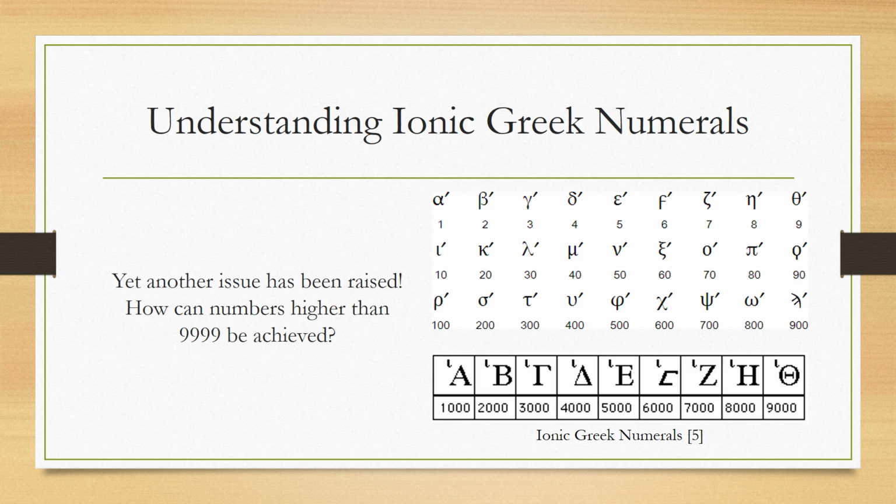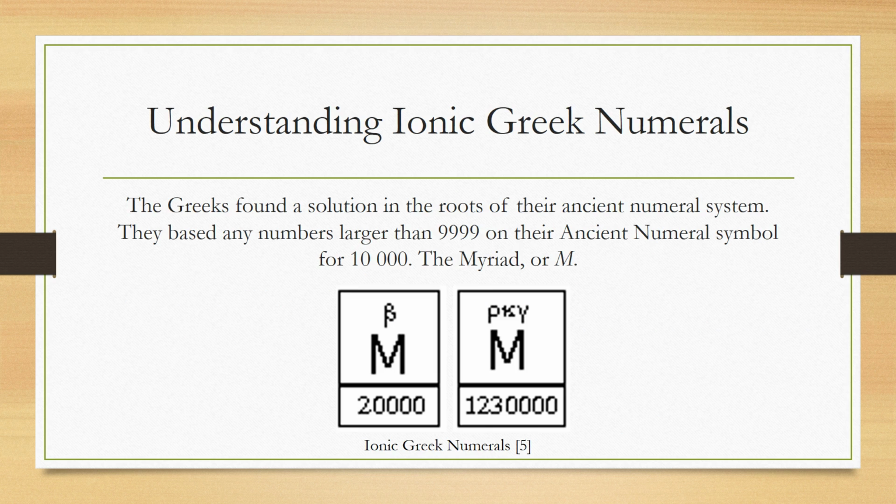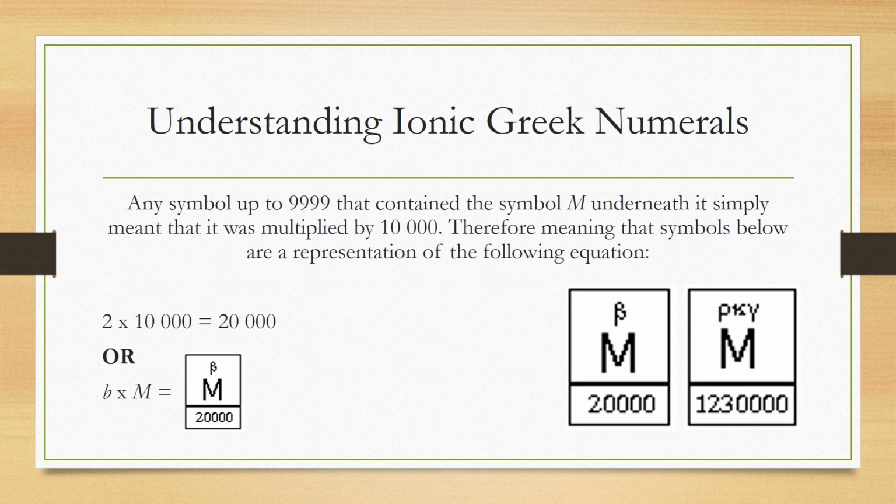Yet another issue has arisen though. You can't achieve numbers higher than 9,999. So how did the Greeks surpass this? How did they get past this? Well, it's simple. They actually went back to the roots of their ancient numeral system. They based any numbers larger than 9,999 on the ancient numeral symbol for 10,000, the myriad, or M.